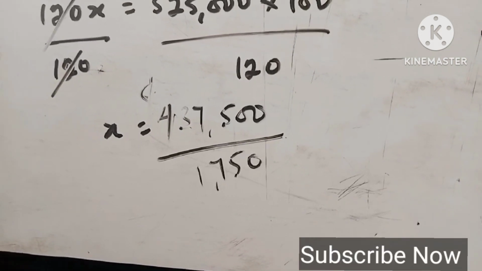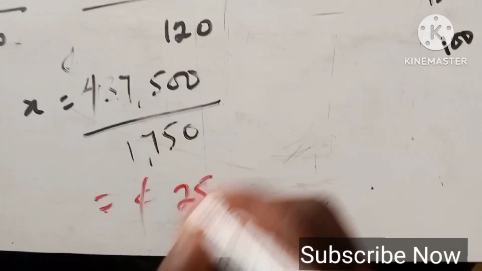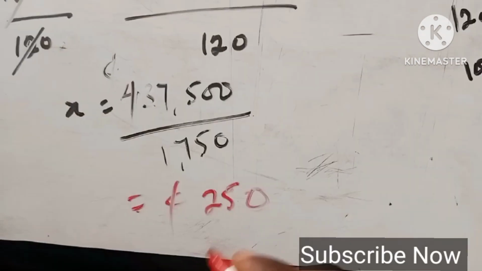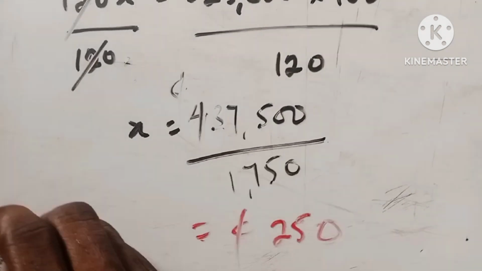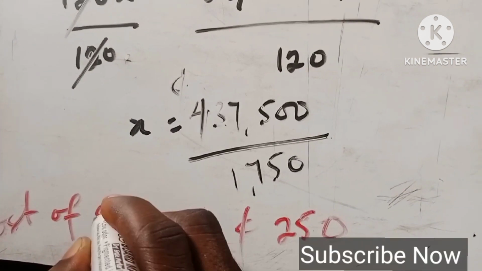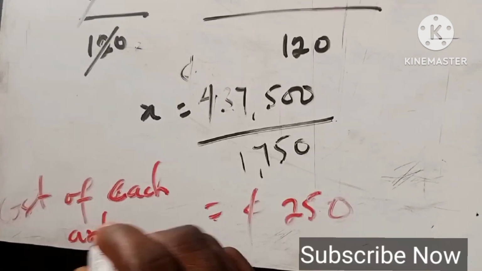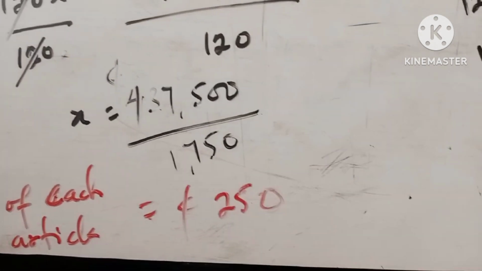What do you think that should be? So I had an amount of 250. If you divide that by 10, that should give you 250. So this is going to be the cost of one, let's say each article. That's very simple and straightforward.